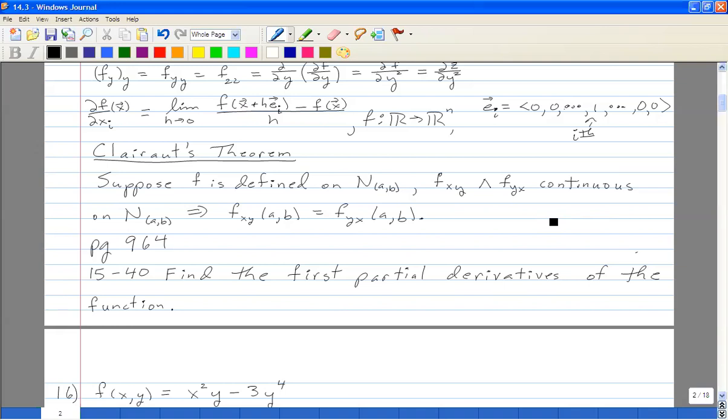Later today, I will give you an example where this is not true. So you have to have that it is continuous in a neighborhood. Otherwise, these mixed partials will not be equal.